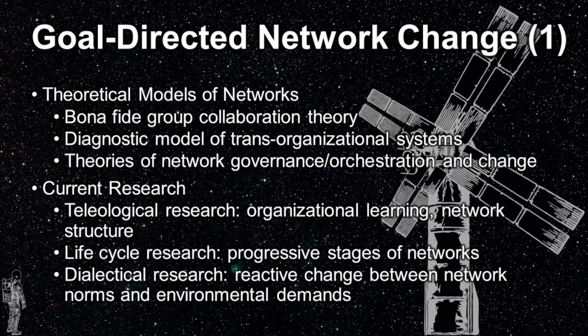The last set of models are the theories of network governance, network orchestration, and network change. Network orchestration is the recruiting of member organizations and direction of their action by a central triggering organization. Network governance makes sure member organizations act collectively and cooperatively, addressing conflict as needed and acquiring and using resources efficiently and effectively.